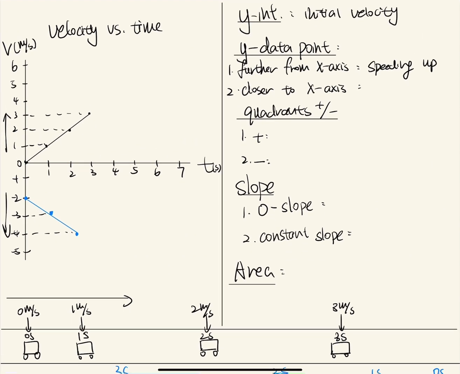What about when the y data point is getting closer to the x-axis? Here, imagine a car, initially it has a velocity of 3 meters per second. And after 1 second, it has a velocity of 2 meters per second, and so on. Now we have the y data point that's getting closer to the x-axis. So we know if the data point is getting closer to the x-axis in a velocity versus time graph, the object is slowing down.